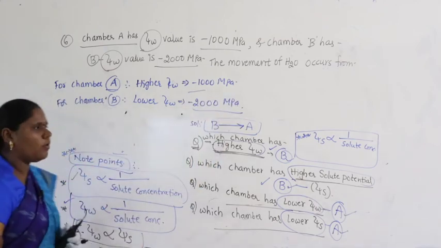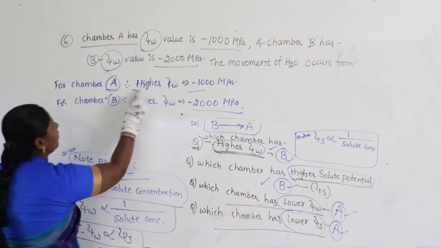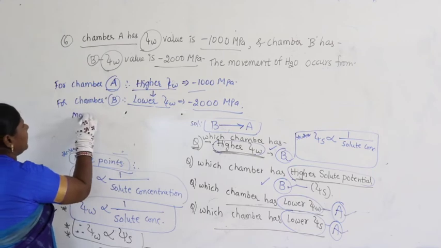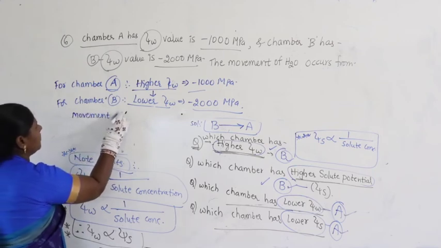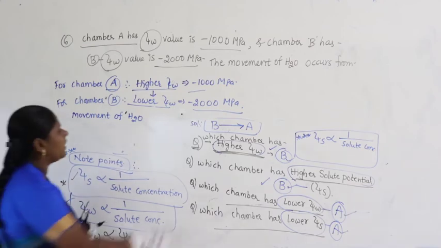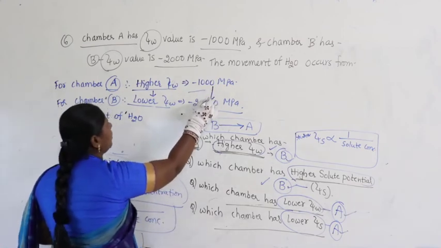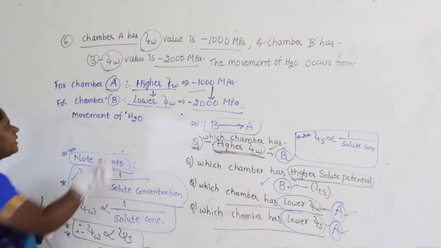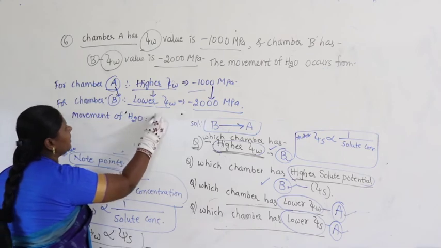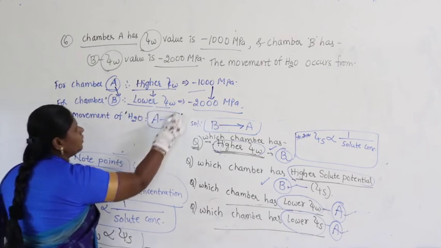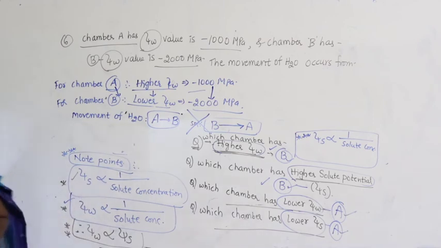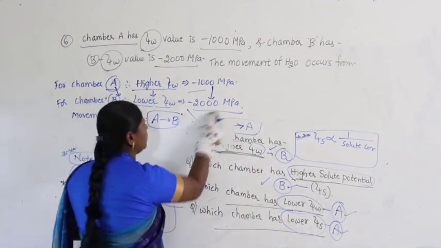Then the movement of water occurs from where to where? Higher water potential to lower water potential. That means movement is happening from chamber A to chamber B. So in this case we write A to B, not B to A.